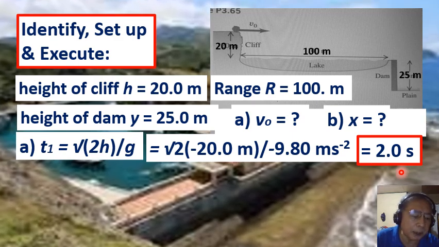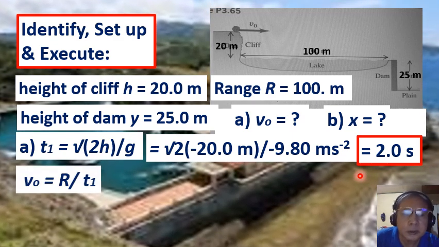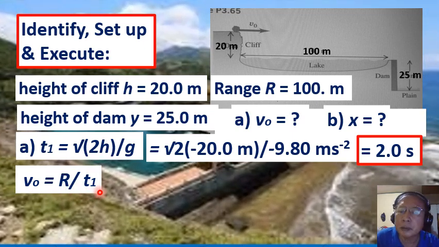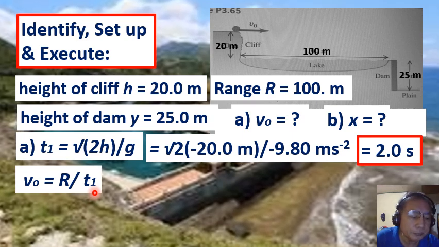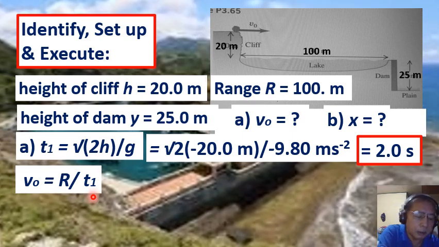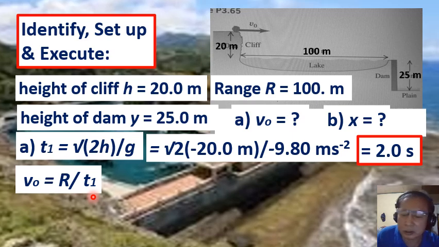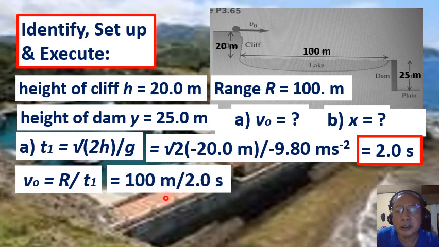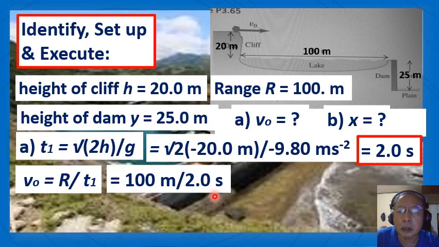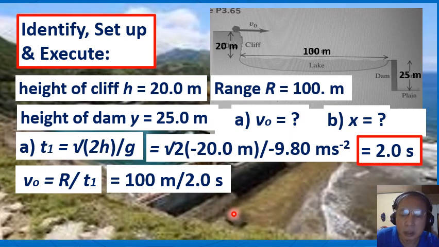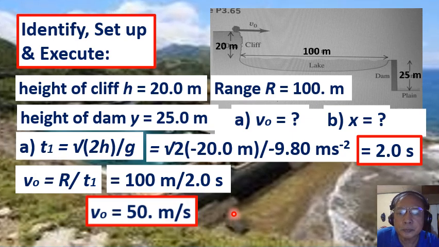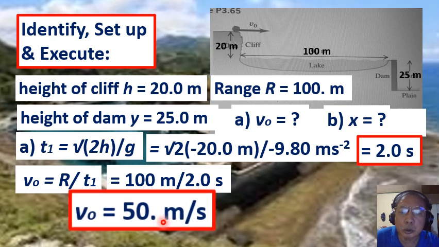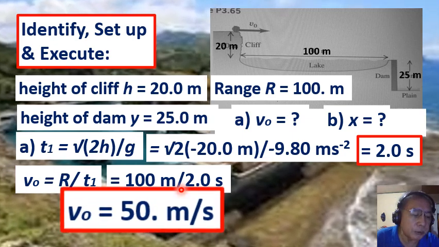So we can now proceed to find the initial horizontal speed v naught using the formula capital R divided by time t sub 1. So this is v naught equals 100 meters divided by the time t1 equals 2.0 seconds. That is, v naught is equal to 50 meters per second in two significant figures.